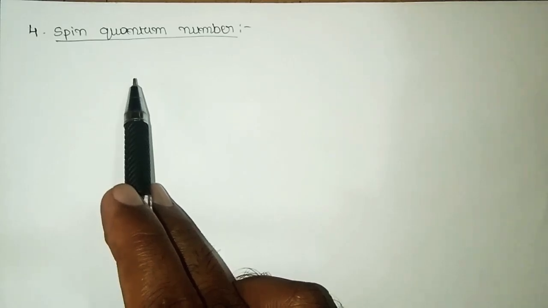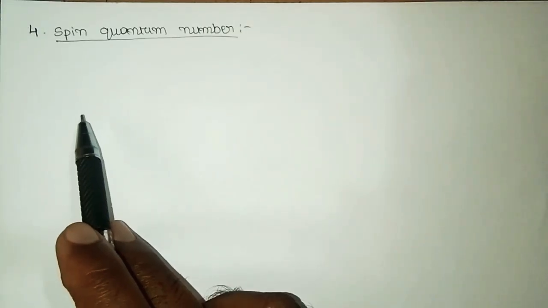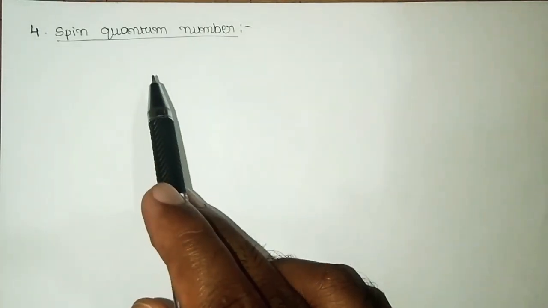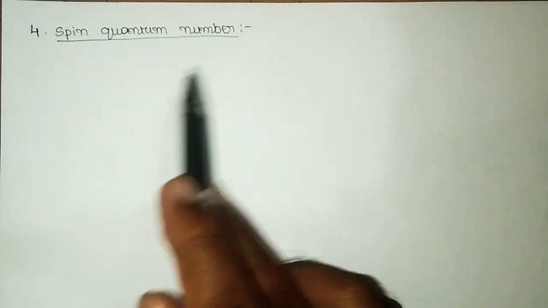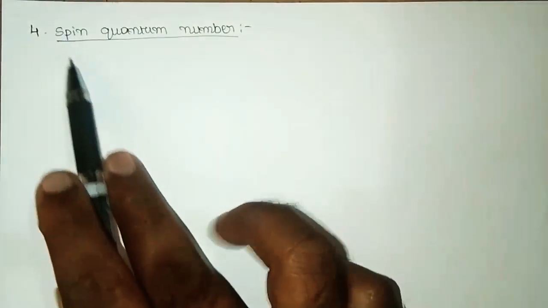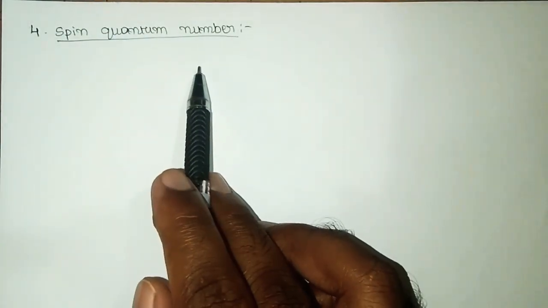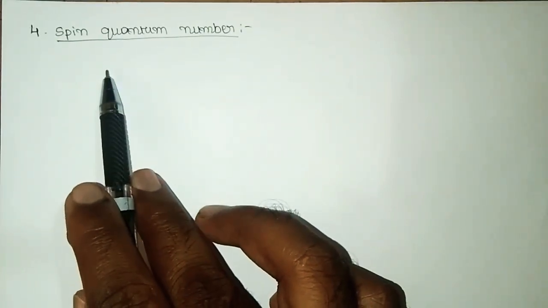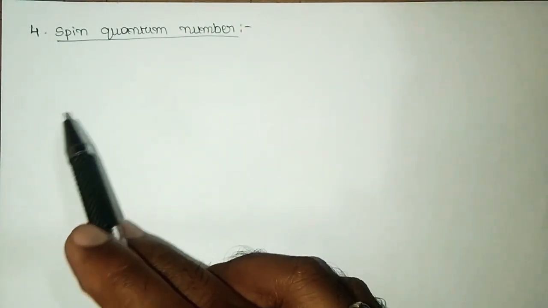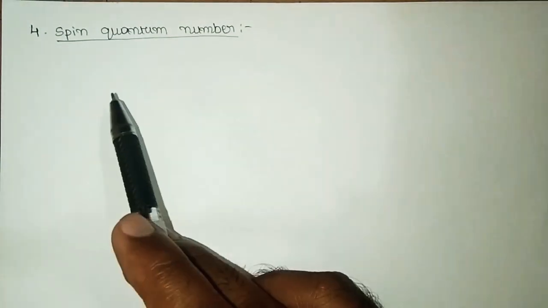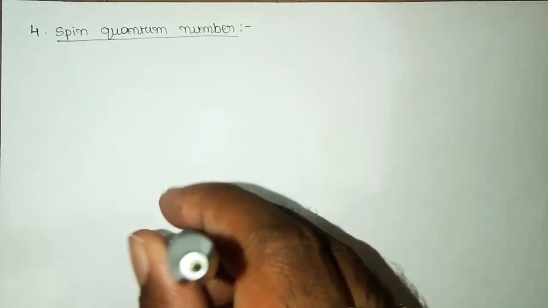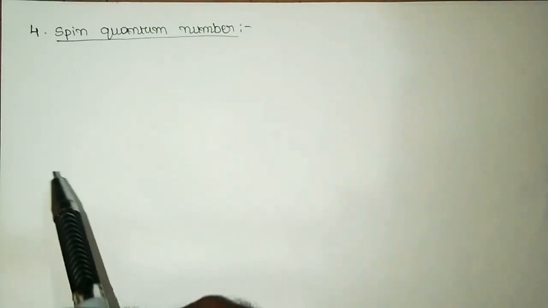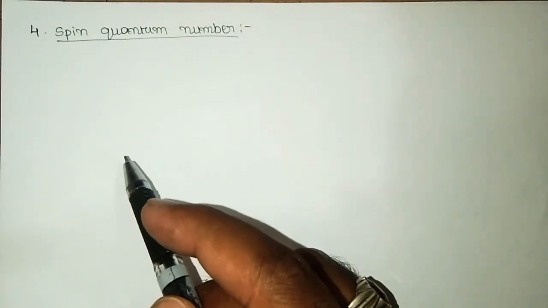The last and fourth quantum number is the spin quantum number. Actually, by solving the Schrödinger wave equation for the hydrogen atom, we got only 3 quantum numbers, that is principal, azimuthal and magnetic quantum number. This is not obtained from the wave mechanical treatment actually. This quantum number arises just because of the spinning of the electron. That means, along with the rotation of the electron around the nucleus in a circular path, the electron also rotates about its own axis, and we call that the spinning of the electron.